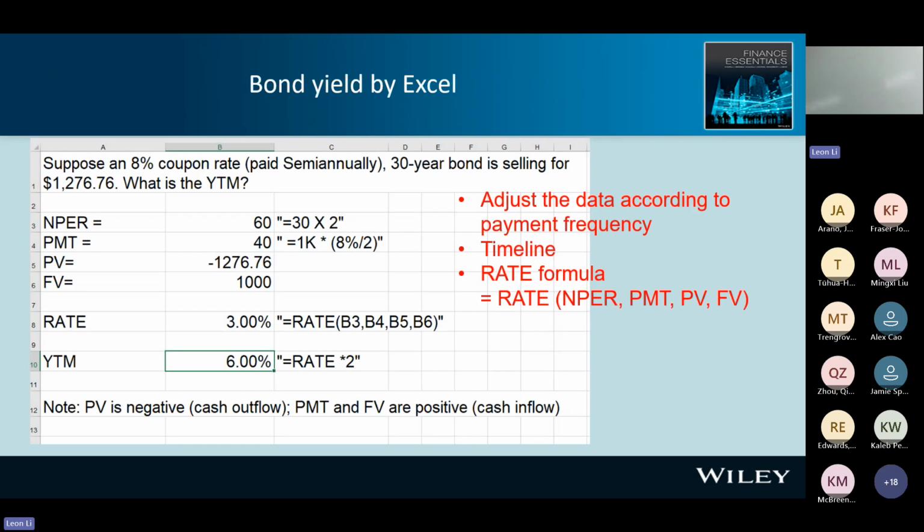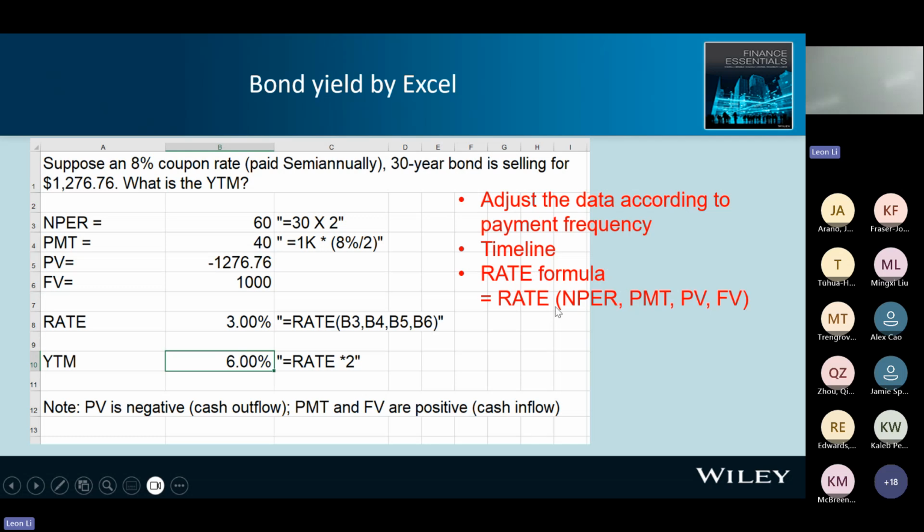We use Excel to do the bond yield calculation. This is our example: an 8% coupon rate paid semi-annually, and a 30-year bond selling at this amount of money. What is the YTM? The first point: adjust the data according to payment frequency. Then draw the timeline. Next, use the rate formula in Excel.